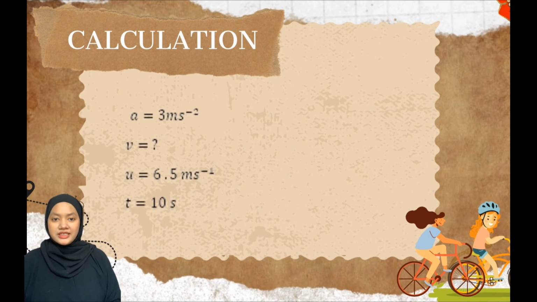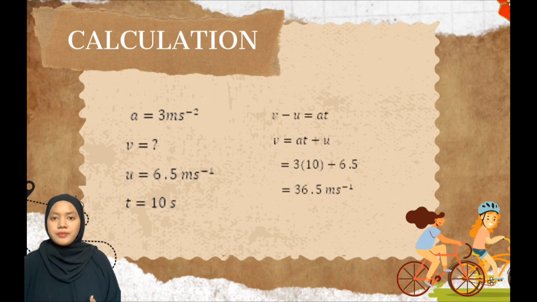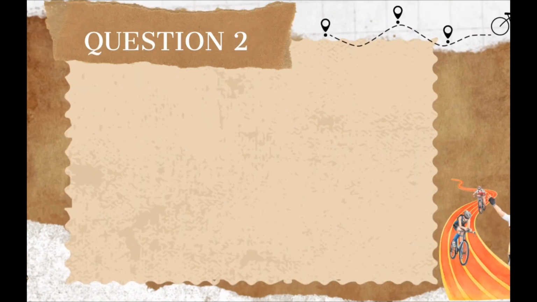From the question, we know a is 3 meters per second squared, u is 6.5 meters per second, and t is 10 seconds. And find the v. We can use the formula v minus u equals at. Next, insert the information that has been given from the question. So we get 36.5 meters per second.